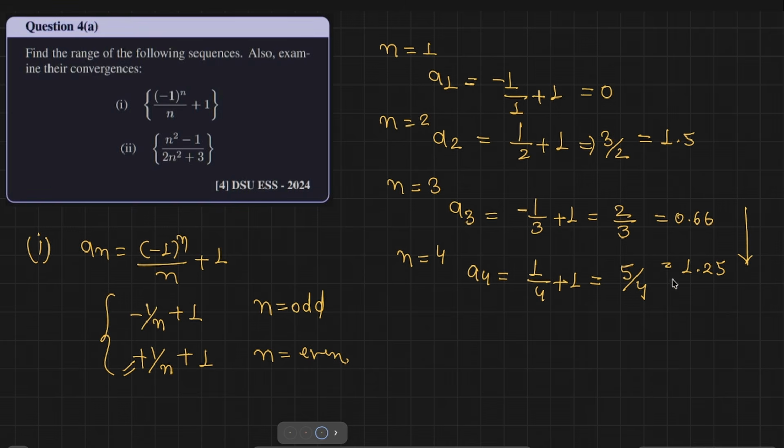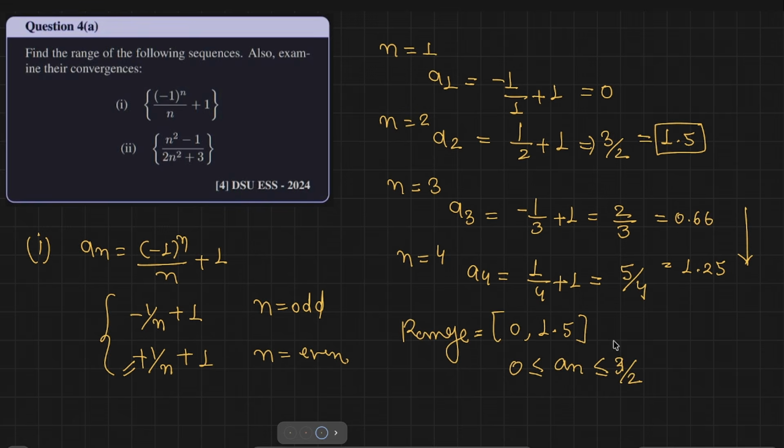So basically it is not a monotonic kind of sequence. The maximum is 3 by 2, and it is bounded between 0 and 1.5. This is basically the range of this, so the range is bounded and every term lies between 0 and 3 by 2.